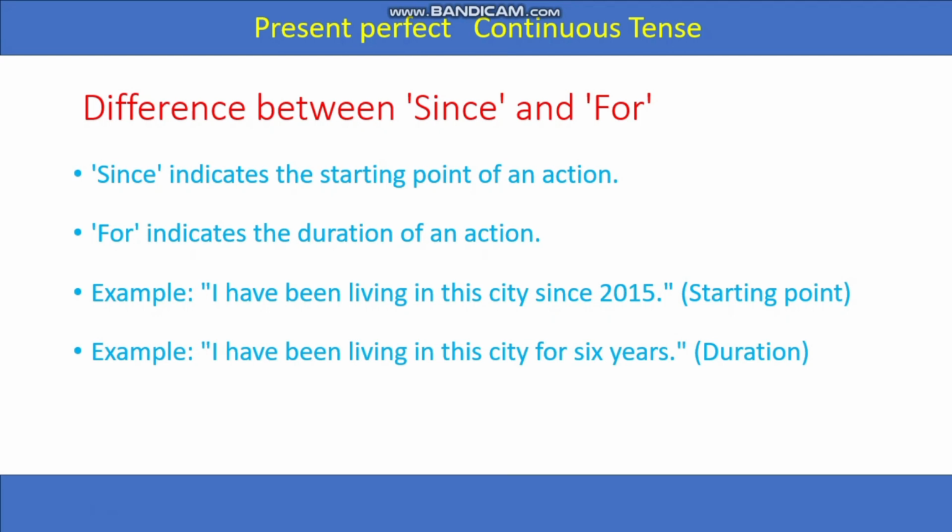So what did we learn about present perfect continuous tense? The definition, after that the structure of present perfect continuous tense, the helping verb, the present participle, whatever is in the structure we learned. After that we learned the usage. After that we learned since and for. Then we differentiated since and for in present perfect continuous tense. And I hope that you have understood everything.